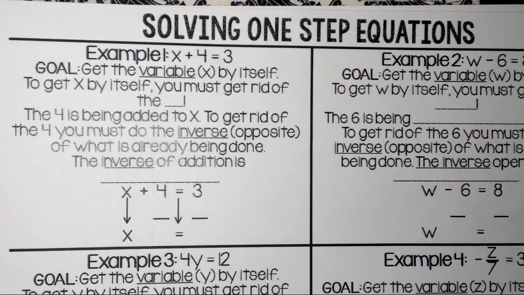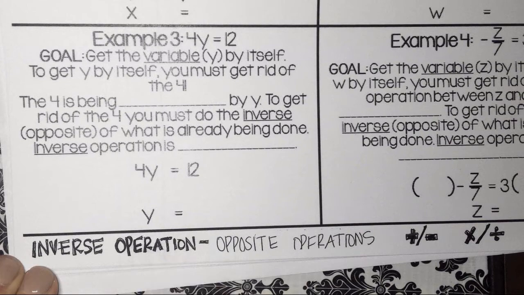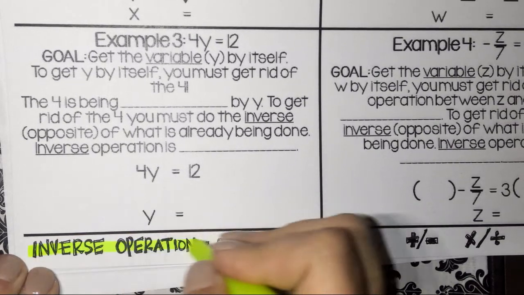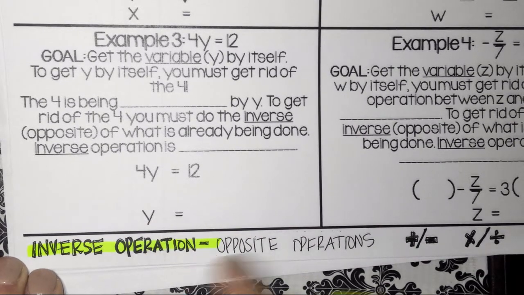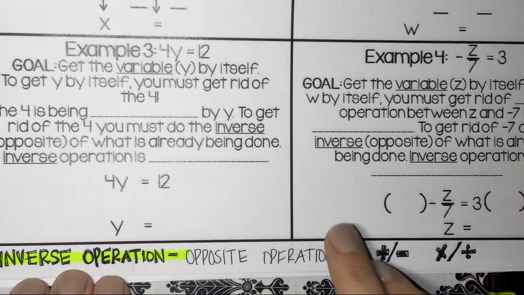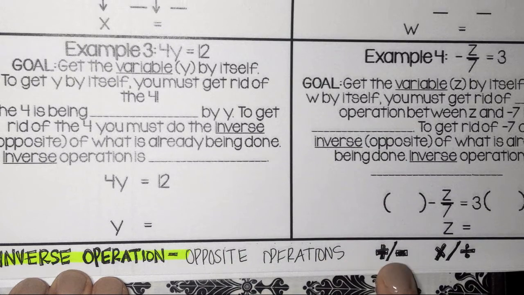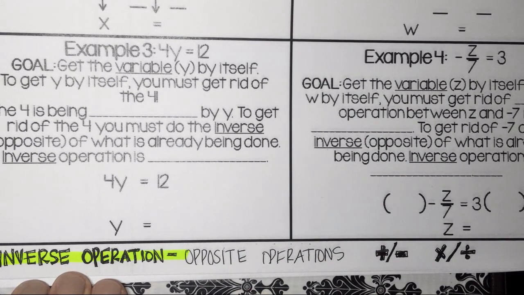One of the first things I want to point out to you, look at the bottom of your paper. We are going to be talking a lot about the inverse operations, okay? Inverse operations are what? The opposites, okay? So what is my inverse operation of addition? Subtraction. Inverse operation of multiplication? And vice versa. It goes back and forth, okay?